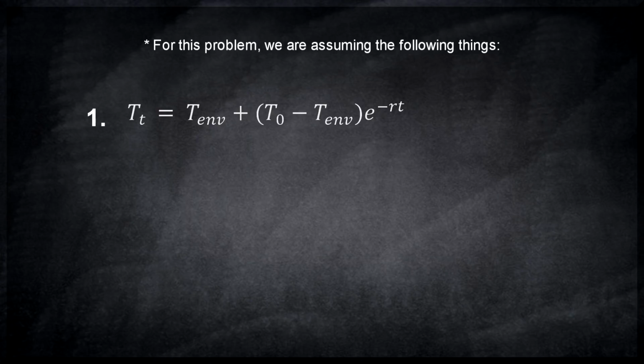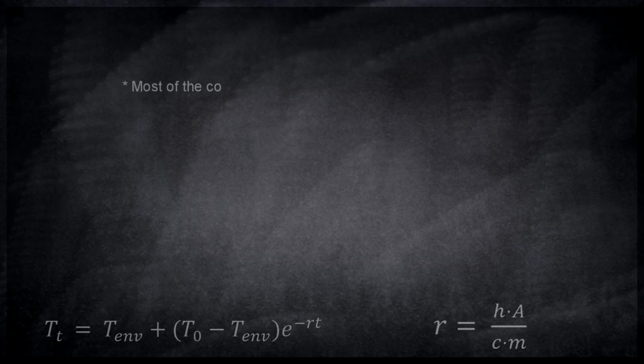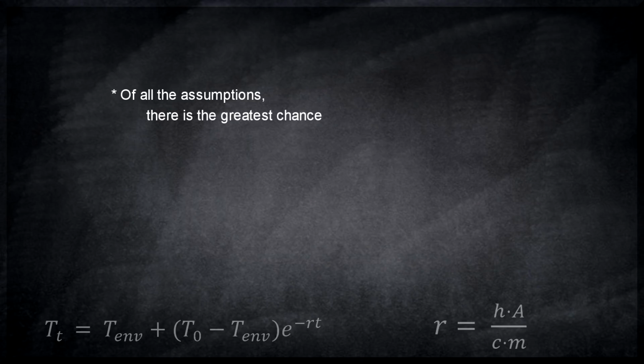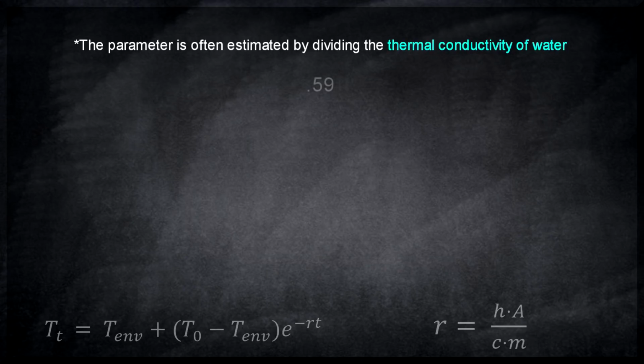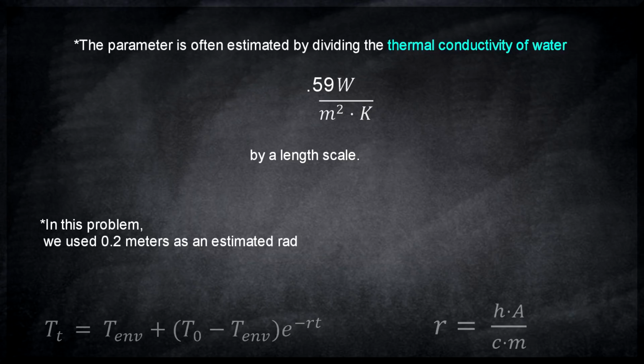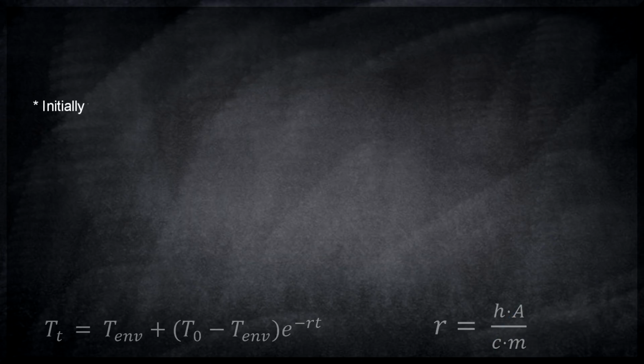In this equation, R equals this. H is the heat transfer coefficient of water, which was a tricky assumption in this calculation. Most of the common use for this parameter we found is in heat exchangers using water flowing in a pipe. Of all the assumptions, there is the greatest chance this one could be significantly off. The parameter is often estimated by dividing the thermal conductivity of water, 0.59 watts per meter Kelvin, by a length scale. In this problem, we use 0.2 meters as an estimated radius of the soldier's torso. Initially, we got an H value of about 3 watts per meter squared Kelvin.